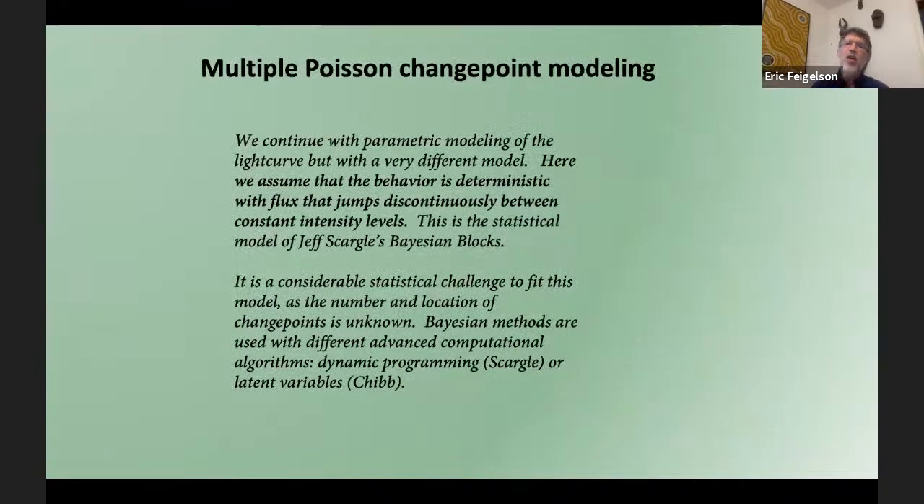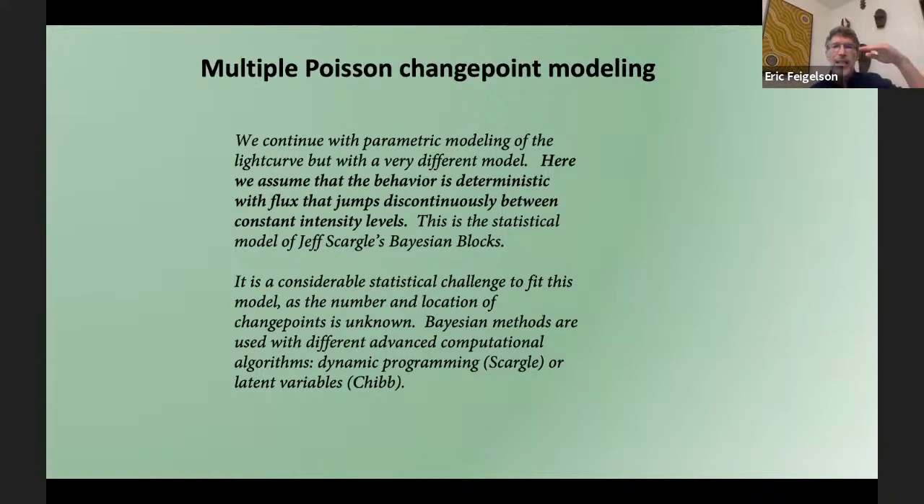Okay, let's now go to the parametric modeling of flares. Change point modeling. So now we're no longer doing autoregressive stochastic modeling. We're doing deterministic modeling, and we're going to take the same assumption that Jeff Scargle has famously and effectively used in X-ray and gamma ray astronomy for years now, that he calls Bayesian blocks.